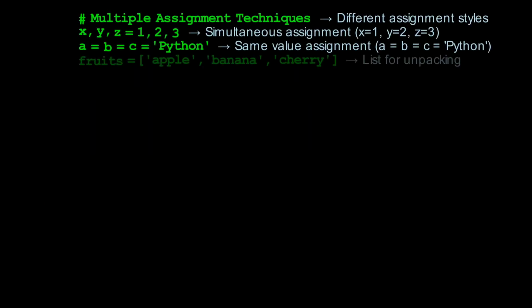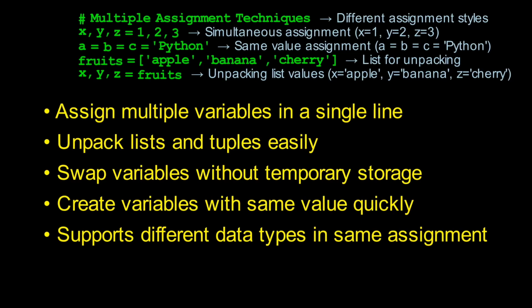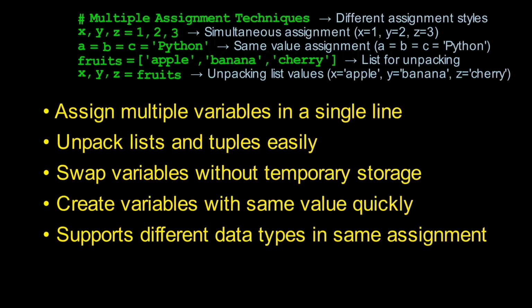x, y, z = 1, 2, 3 assigns 3 values at once. a = b = c = 0 gives all variables the same value. fruits = ["apple", "banana", "cherry"], then x, y, z = fruits unpacks the list into individual variables.